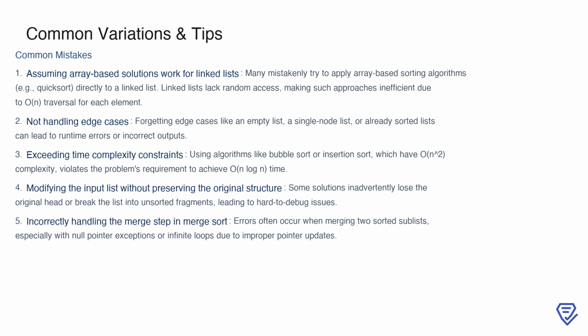Additionally, some solutions modify the input list without preserving its original structure, which can lead to unsorted fragments or the loss of the original head node, making debugging extremely difficult. Lastly, errors in the merge step of merge_sort are a frequent pitfall. Properly merging two sorted sublists requires careful pointer manipulation, and mistakes here can result in null pointer exceptions or infinite loops if pointers aren't updated correctly.